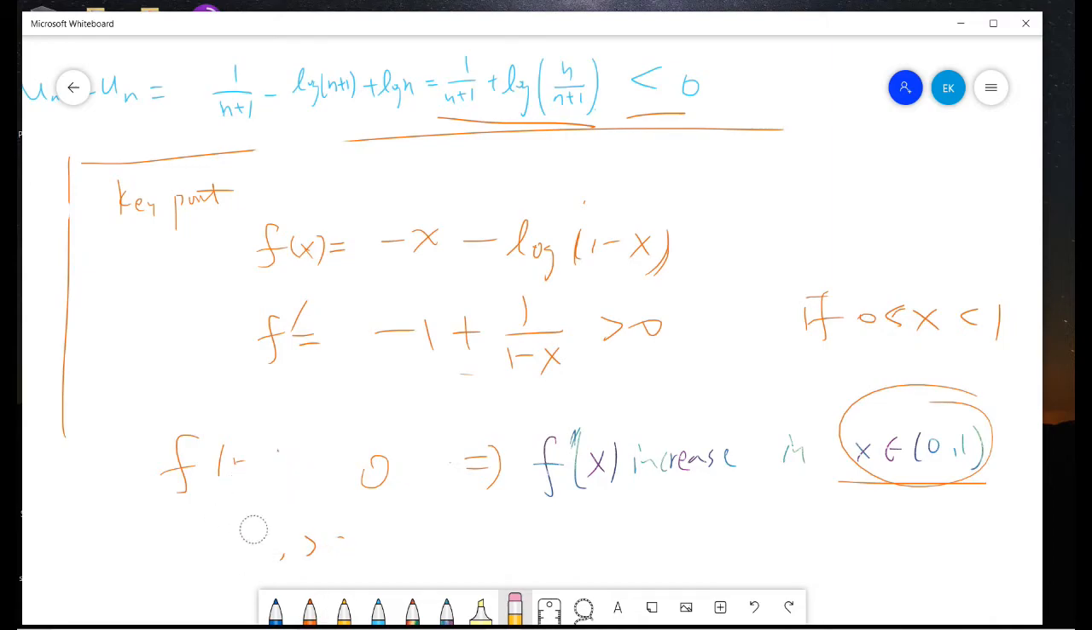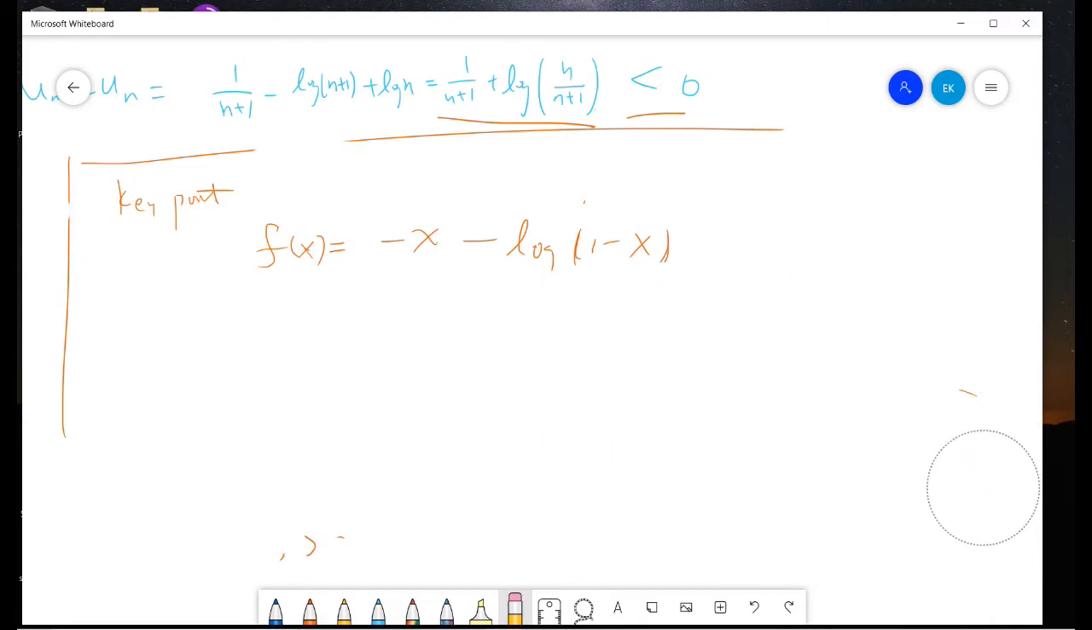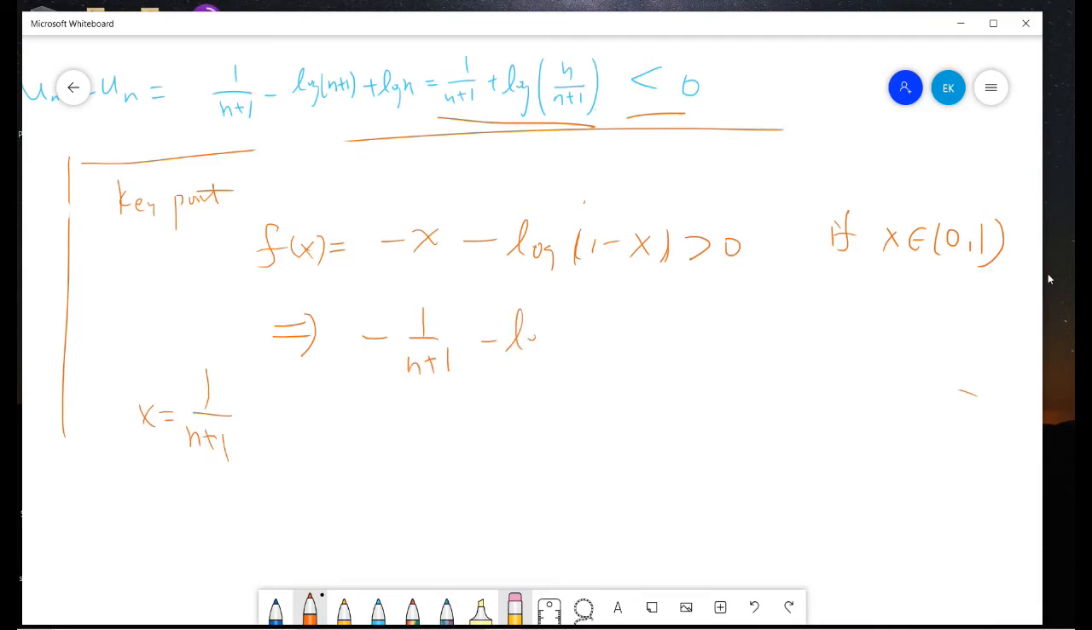So f(x) is larger than 0 if x is in this region. From here, what we show is that this is larger than 0 if x is in (0,1). If you plug in x equals 1 over n+1, you get this log. So this tells you that 1 over n+1 plus log n minus log(n+1) is less than 0. So we prove u_{n+1} minus u_n is less than 0.